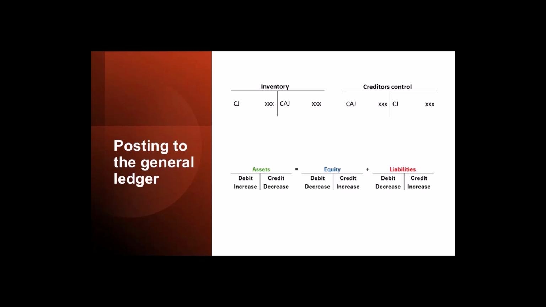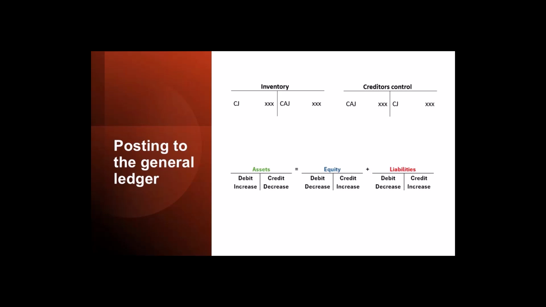Now, if you think back to when we did the accounting equation and the accounting equation rules, we said that assets increase on the debit side and decrease on the credit side. So, if we purchase inventory on credit, our inventory increased. That is why we will debit inventory with the sum total from the Creditors Journal. And assets decrease on the credit side. That is why we will credit inventory with the total of the inventory column from our Creditors Allowances Journal.